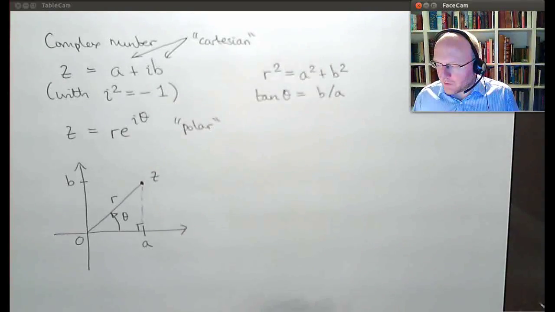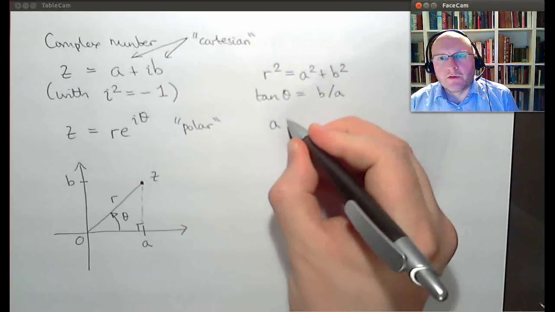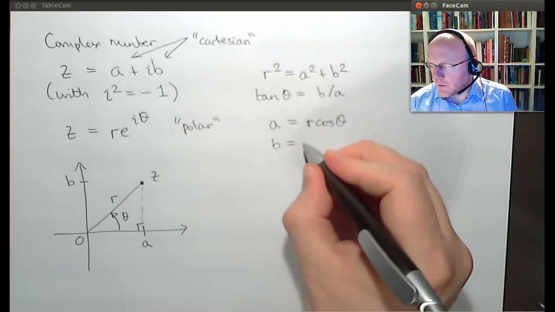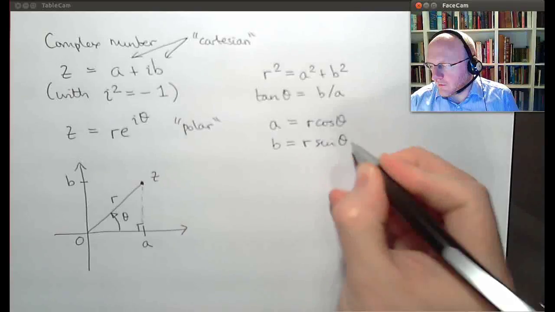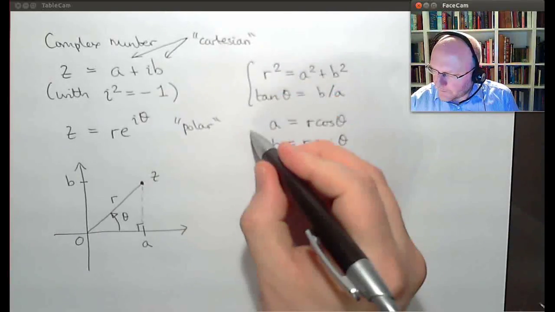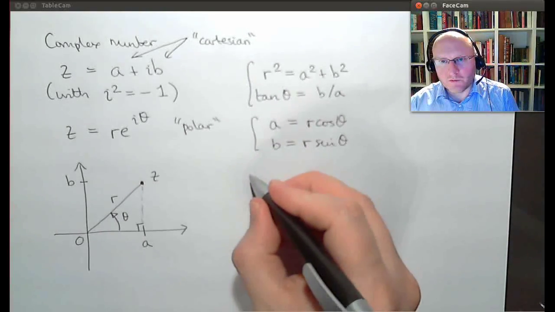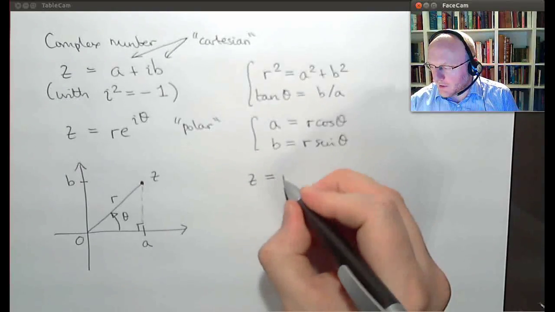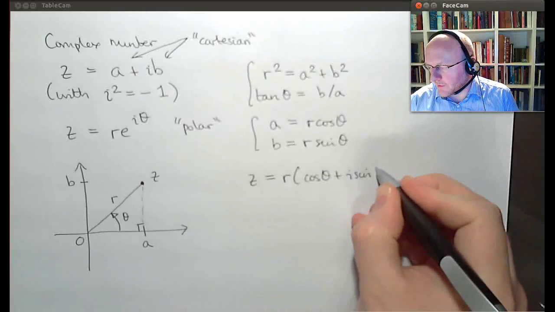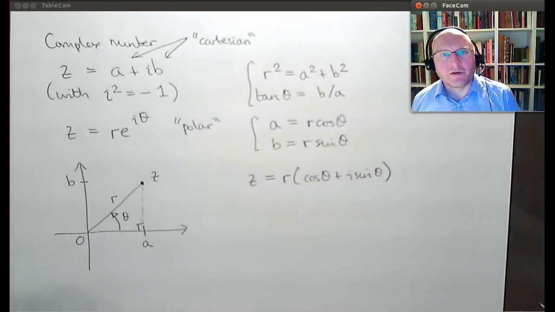What about converting the other way? Well, again, from your basic trigonometry, you'll find that a is r cos theta and b is r sine theta. Okay. Now, taken together with the polar representation, this means that we can equally well write z as r times cos theta plus i sine theta. Okay, so that's just a reminder of some basic facts about complex numbers.